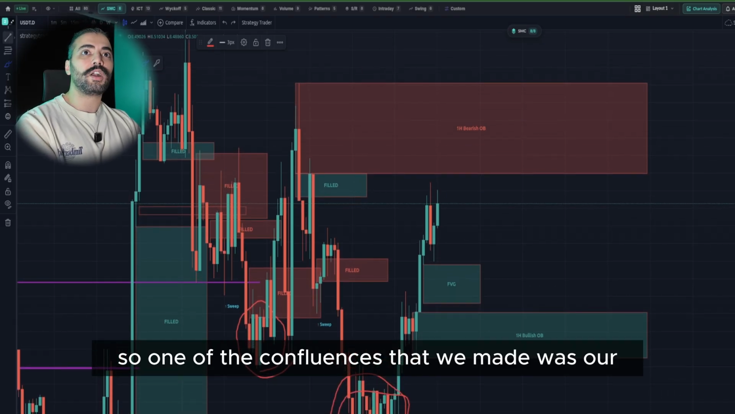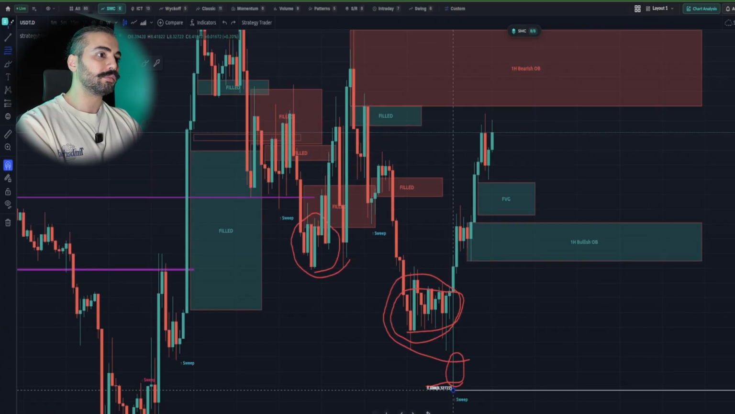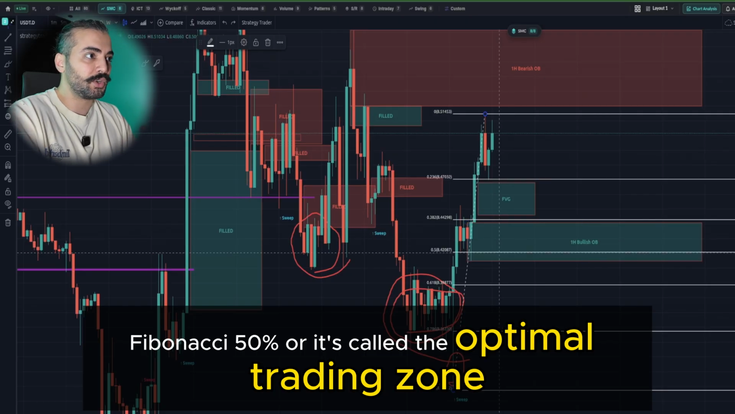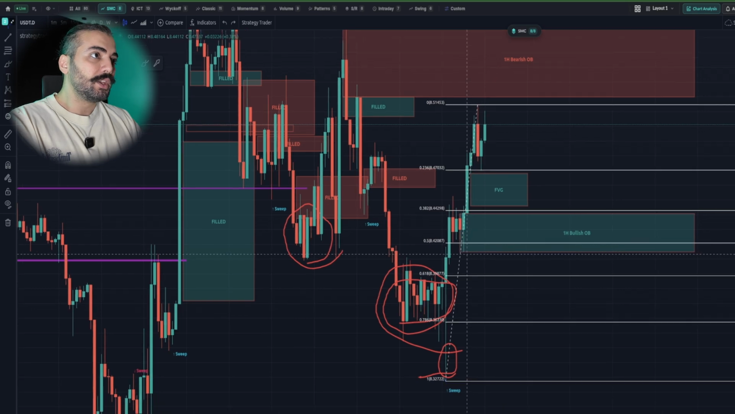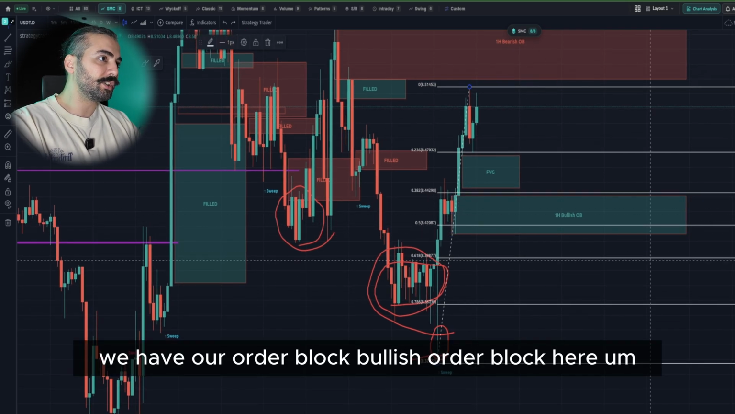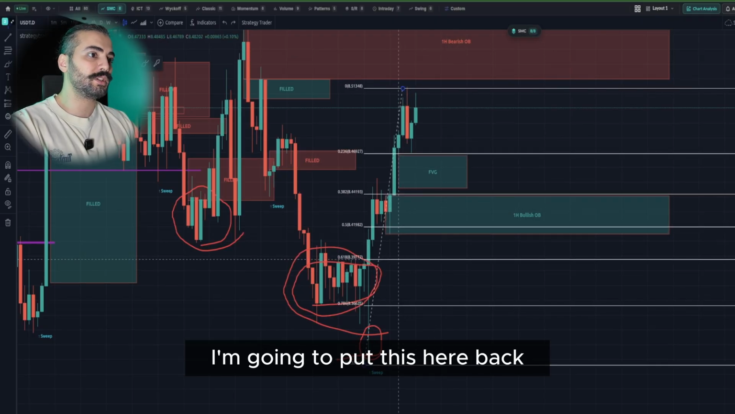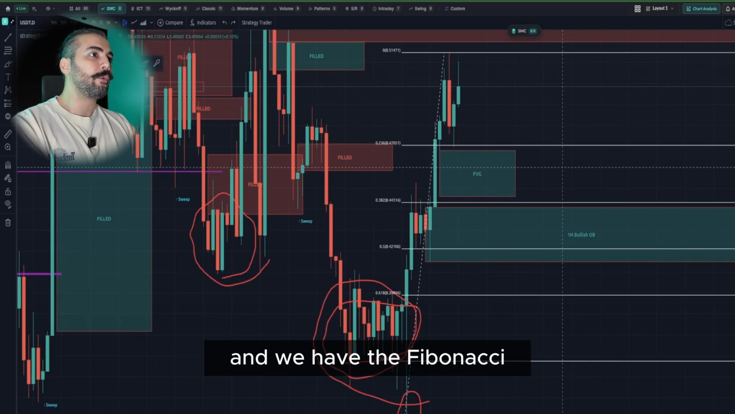So one of the confluences that we made was our Fibonacci 50%, or what's called the optimal trading entry, OTE. So we have our 50% here. We have our bullish order block here, and we have the Fibonacci.